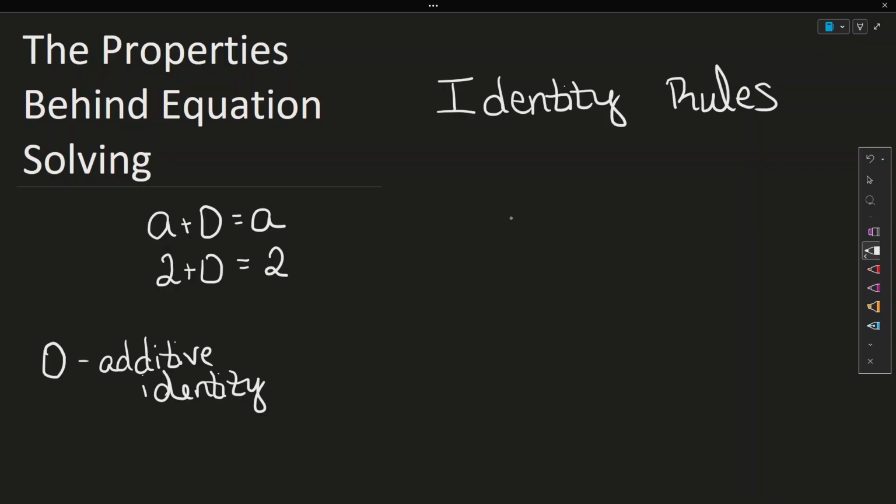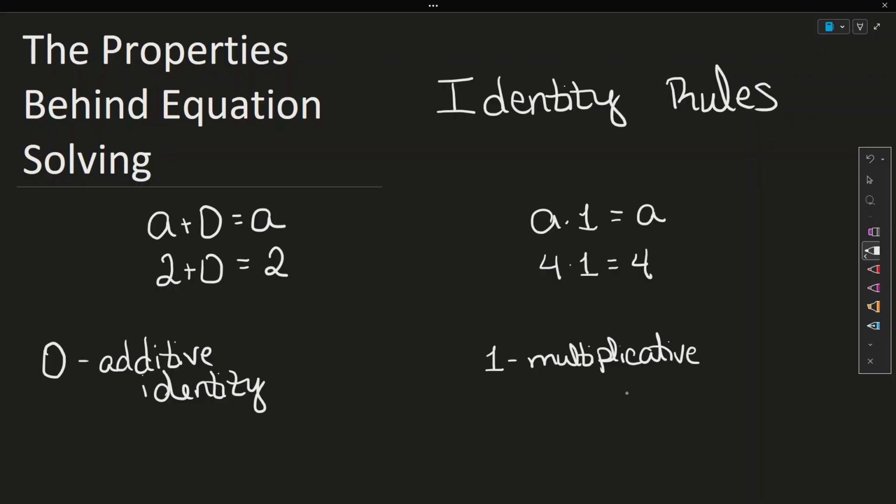For multiplication, the identity rule says that multiplying by 1 does not change a number. A times 1 is equal to A. Or 4 times 1 is equal to 4. The number 1 is then known as the multiplicative identity.